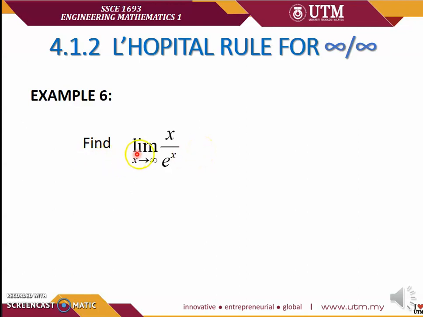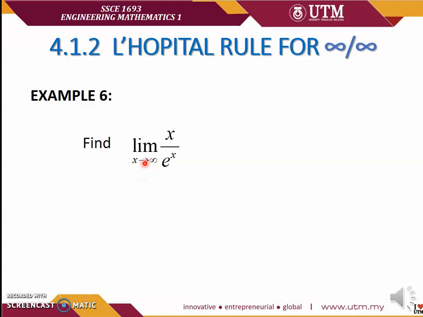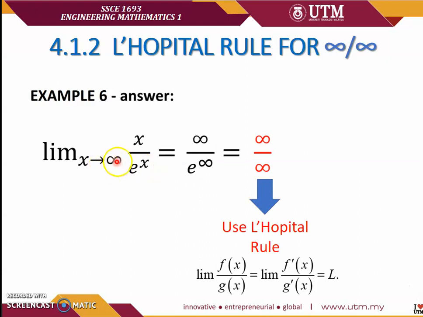Let's say we need to find the limit of x tends to infinity of x over e^x. So our f(x) is x and our g(x) is e^x. If we substitute the value of infinity for both functions, it becomes infinity over exponent infinity, which is equal to infinity over infinity. So in this case, we cannot use this answer.